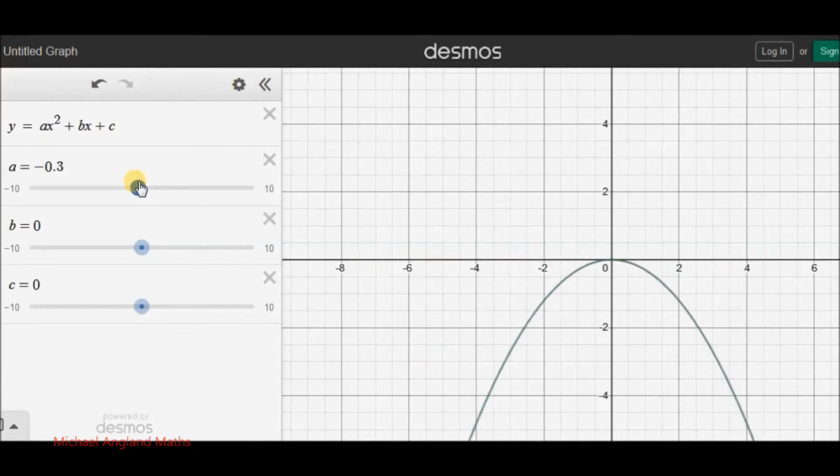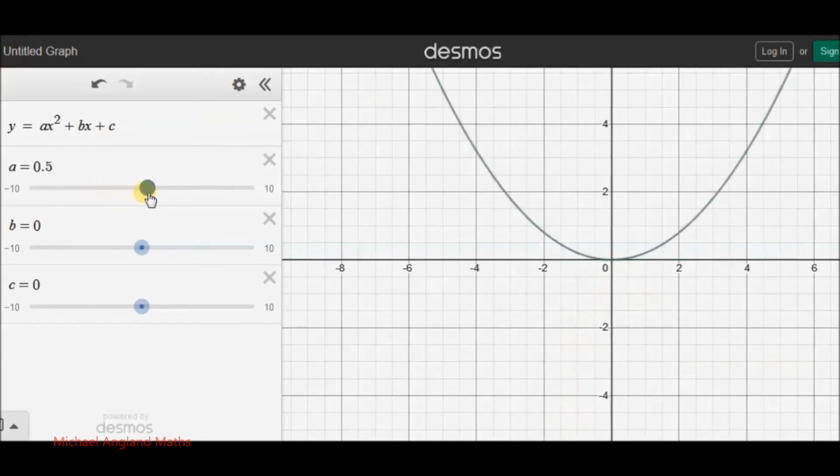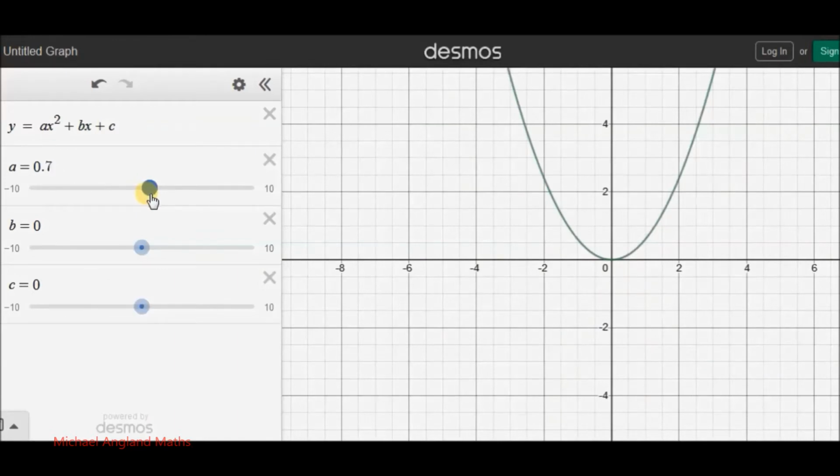Then if a is negative, we have the same thing reflected in the x-axis, about y equals 0. So a equals minus 1, and then if a becomes greatly negative, then we have a sharper descent towards negative infinity. And so we'll place that back at a equals 1, and we'll now look at b and c.